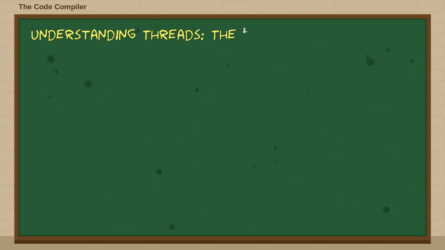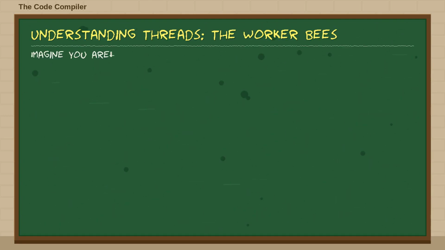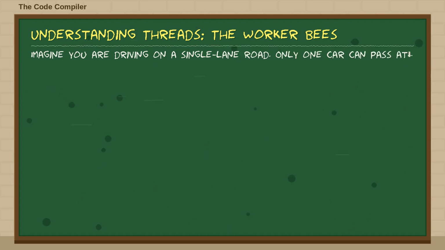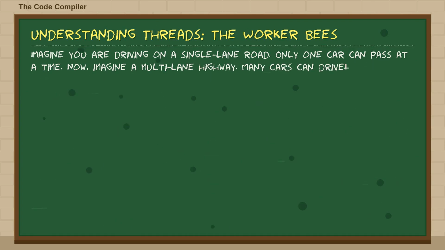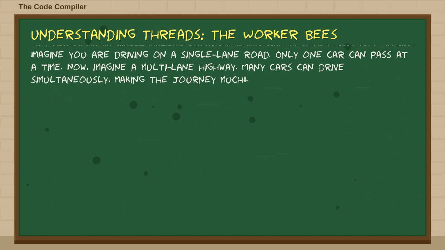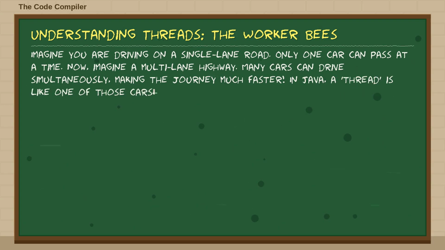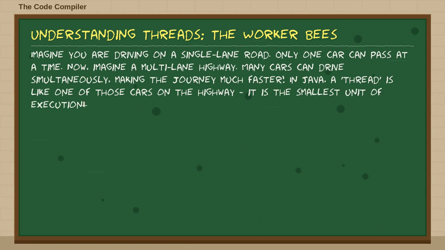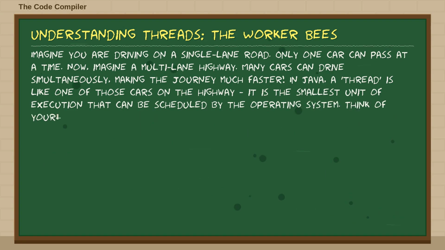Imagine you are driving on a single-lane road. Only one car can pass at a time. Now, imagine a multi-lane highway. Many cars can drive simultaneously, making the journey much faster. In Java, a thread is like one of those cars on the highway. It is the smallest unit of execution that can be scheduled by the operating system.